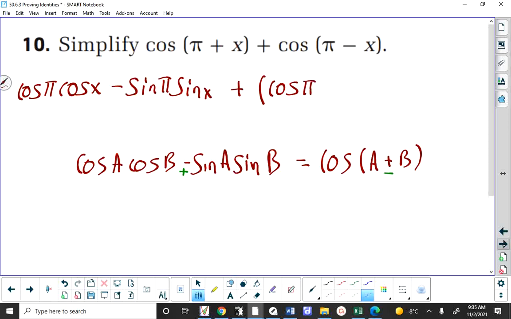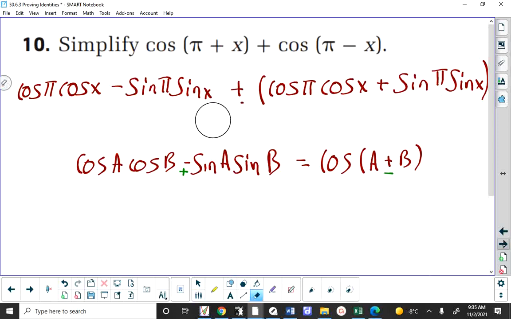Cosine pi cosine x plus sine pi sine x. We don't need this set of brackets, but if this plus right here that I'm pointing at were minus, we would need them. So they don't hurt on paper, but they're not necessary in this case. What we should now be able to do, is that okay, Grant?